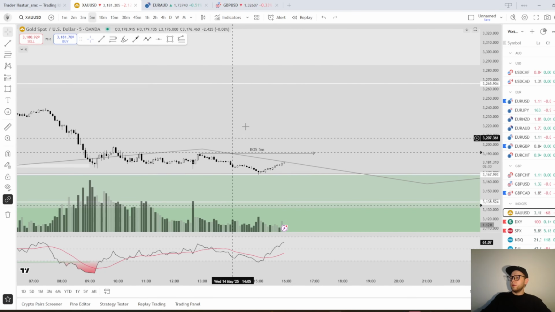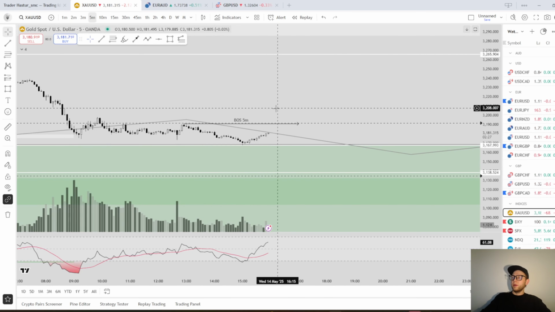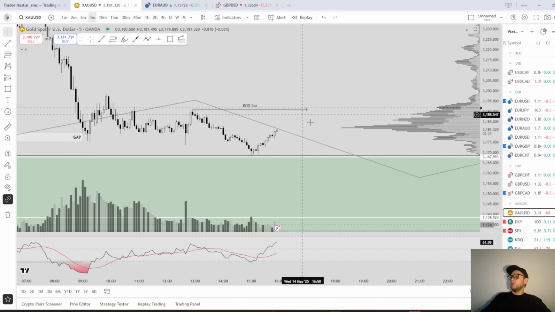When price confirms the breakout, from here will be exactly our entry. Let's go to another pair.